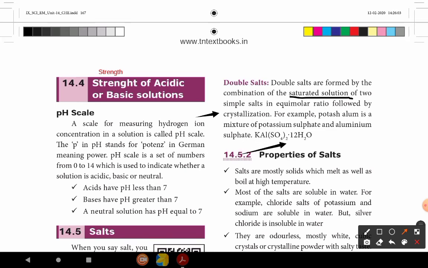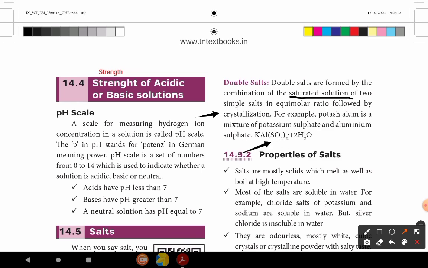When it forms, you will get this salt, and the name of the salt is potash alum, or potassium aluminium sulfate, and you have 12 molecules of water. Put a dot and 12 molecules of water. There are 12 molecules in this salt. So this salt is called a double salt.